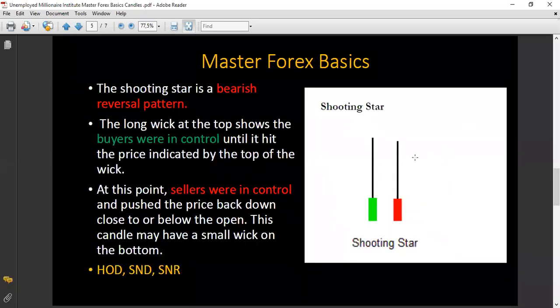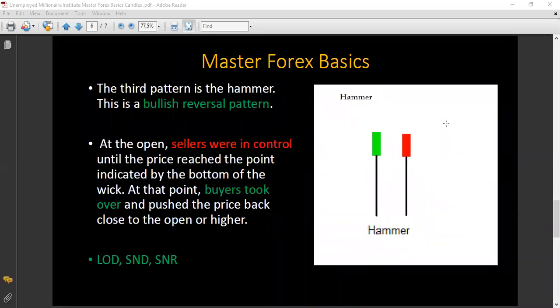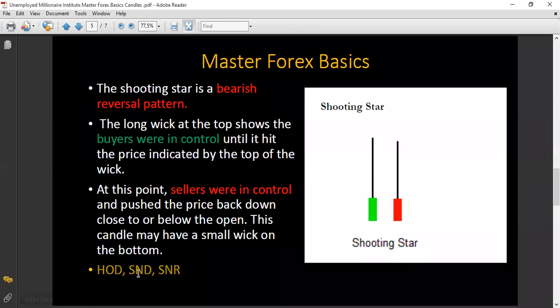The shooting star is a bearish pattern. When the market reaches a certain level, it's going to reverse. And then you have the bullish pattern, which is your hammer. You should note when these are at the high of the day, or at the supply zone, or at the support or resistance level. These are important. It's not just about the candle, it's about where they are on the charts.